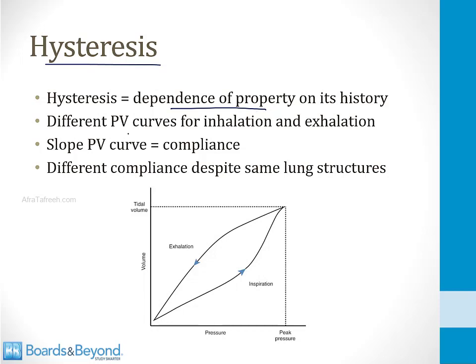So if you generate a pressure volume curve for inhalation and exhalation of the lungs, they do not look the same. If you look down at the graph at the bottom of the screen, the inspiration curve looks like this and the exhalation curve looks like this. So even though it's the same lungs, the pressure volume loop is different depending on whether the patient just inhaled or just exhaled. And since the slope of the pressure volume curve is the compliance, we say that there is different compliance within the lungs during exhalation and inspiration, and that is the property of hysteresis.